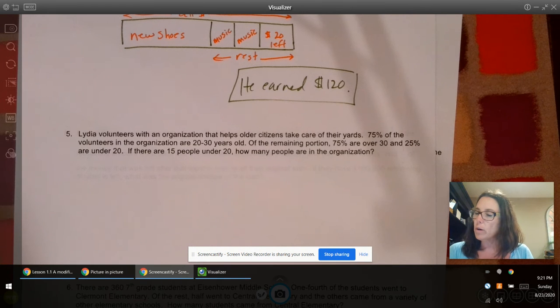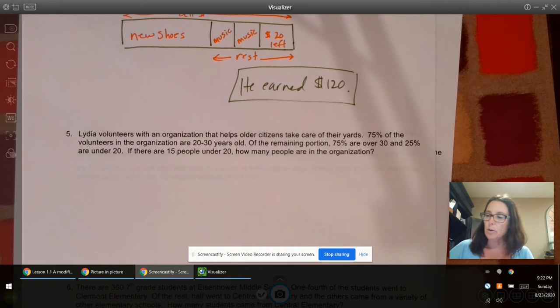Lydia volunteers with an organization that helps older citizens take care of their yards. 75% of the volunteers in the organization are 20 to 30 years old. Of the remaining portion, 75% are over 30 and 25% are under 20. If there are 15 people under 20, how many people in the organization? Again, I believe that very few, if at all, can look at this problem and say, this is the answer. Okay, so this takes some sort of solving, and the way that we're solving this are bar models.